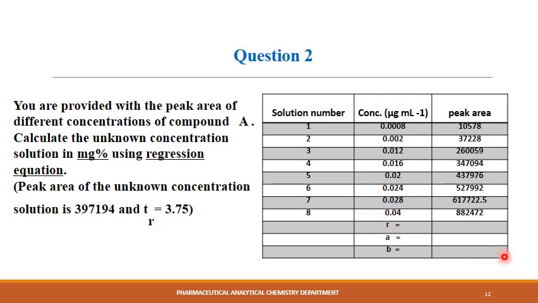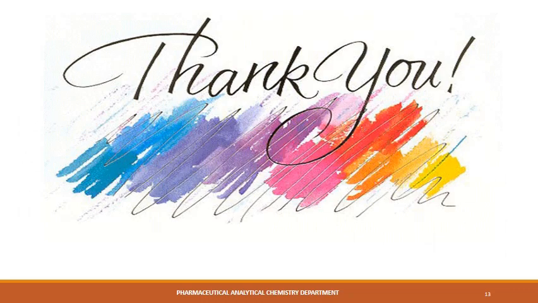You will have also a value for the slope, and x. Substitute in this equation of the straight line for y with this value, and x is unknown. So y minus a over b equal x, which will be the concentration of compound A. You need to watch out that the concentrations here are given in microgram per milliliter, and you're required to calculate the concentration in milligram percent.